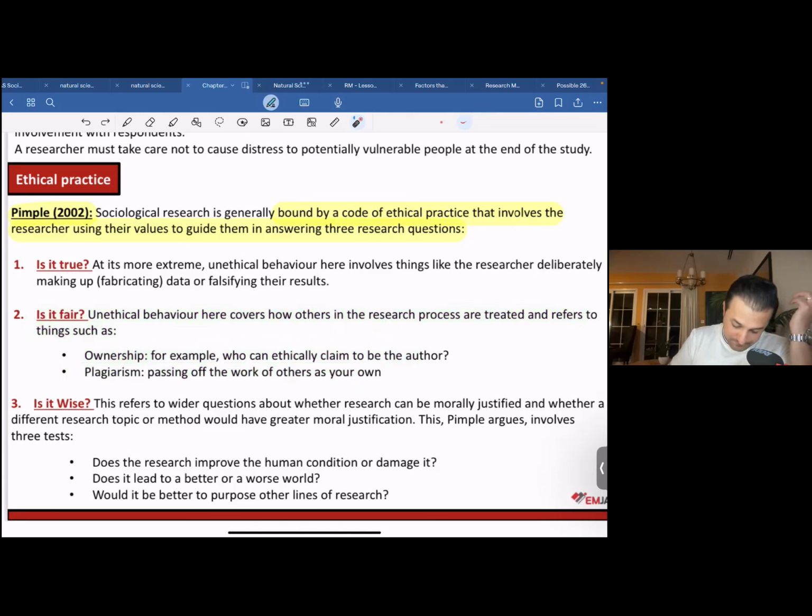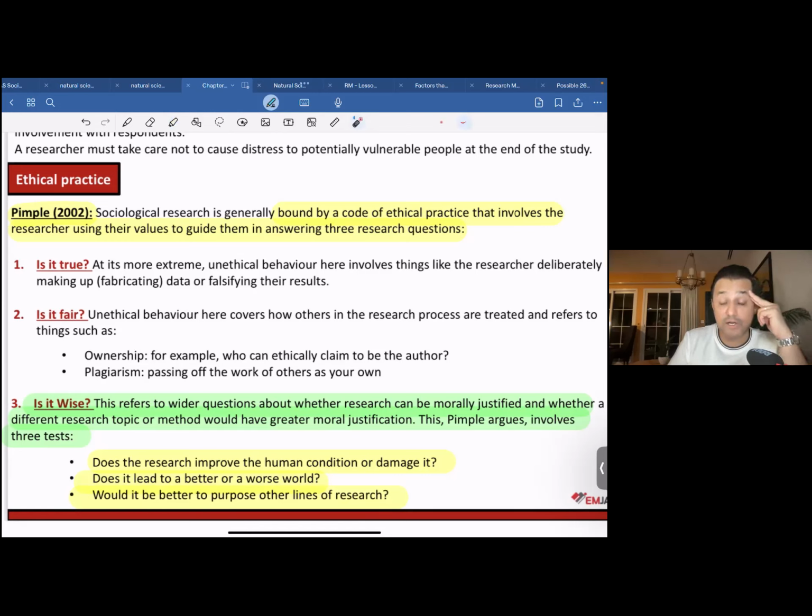Number three, is it wise? This refers to a wider question about whether research can be morally justified and whether a different research topic or method would have greater moral justification. This, Pimple argues, involves asking: does the research improve the human condition or damage it? Does it lead to a better or worse world? Or would it be better to pursue other lines of research?